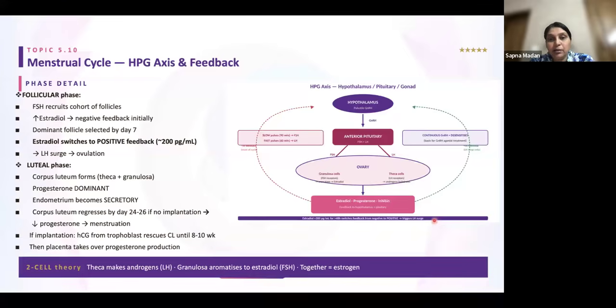So two-cell theory: theca cells make androgens under the influence of luteinizing hormone, and granulosa cells will aromatize that to estradiol under the influence of FSH. And so together they are forming the estrogen.